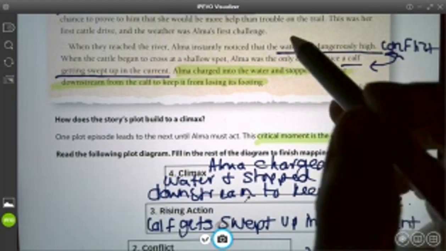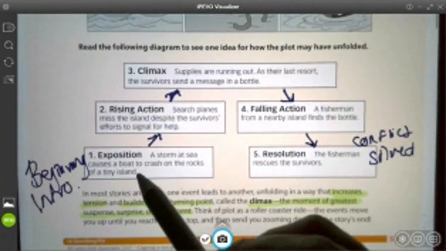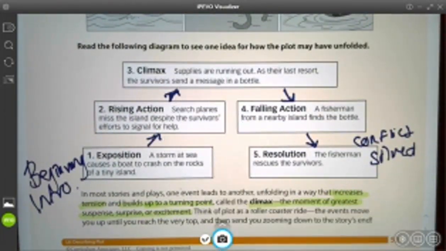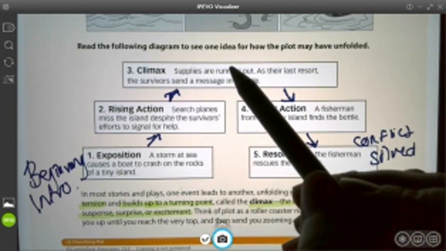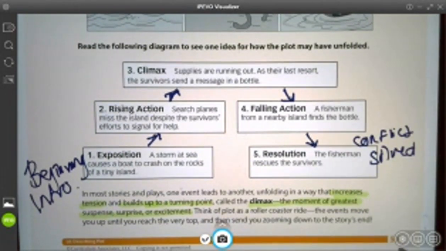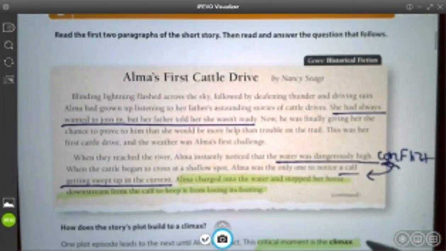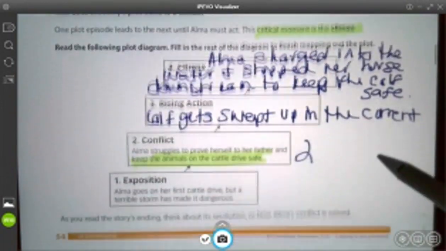We're going to read on to see the rest of the plot. Remember, the plot is the stages, your exposition, and I'm going to go back over those: your exposition, your rising action, your climax. So we've reached the climax of our story. Now we're going to think about falling action and resolution for the rest of the story. Okay?